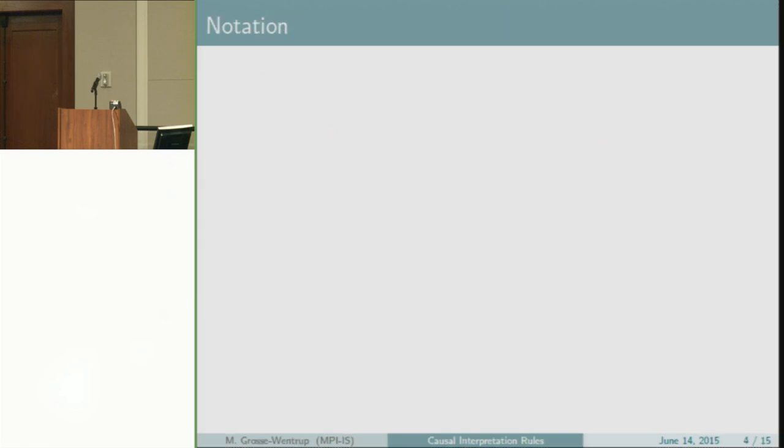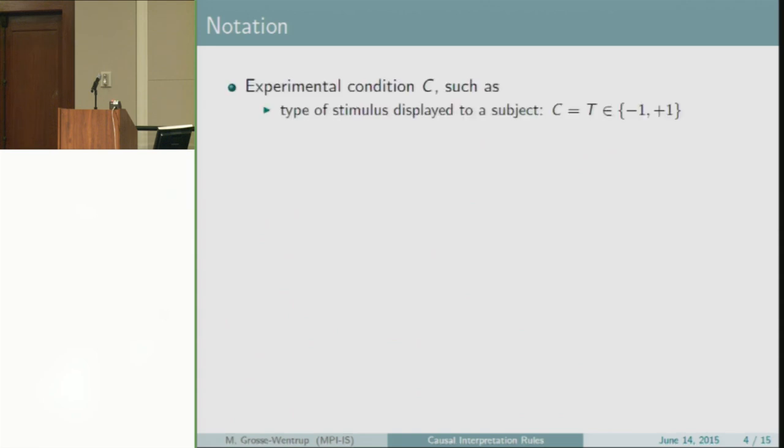Be aware of this. So now getting a little bit more into the details, I want to start with the notation here. So C denotes the experimental condition, and that in my talk can be the type of stimulus that you display to a subject, maybe houses versus faces, and that might be coded as +1 for houses and -1 for faces. It might also be the delay of a behavioral response, then C would be some positive real number.